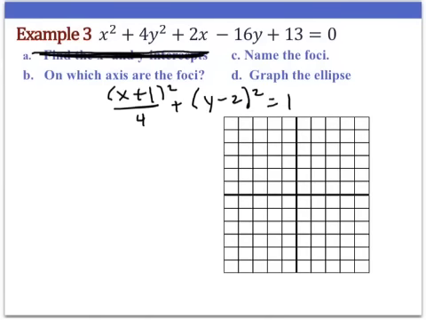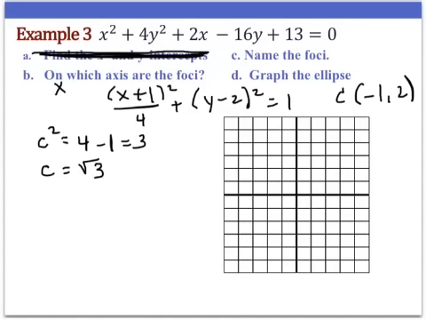Okay, and we found the center to be negative 1, 2. So that's just for some reference. So, the foci, which axis are they on? Which one has the bigger number in the denominator? That would be x, so x-axis. And we're going to name our foci, so we're going to subtract the 2 denominators. Right here. Oh, not square root yet. And then square root it.